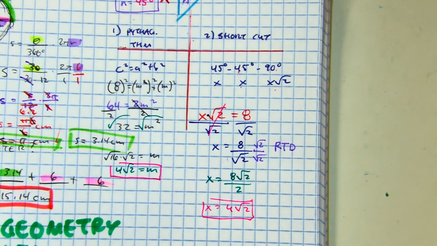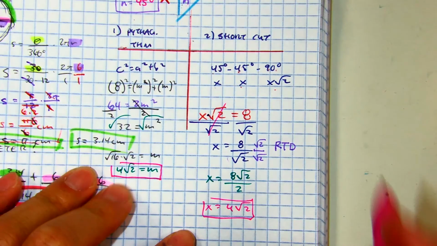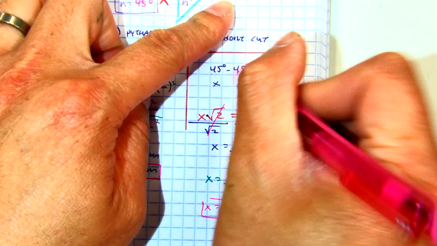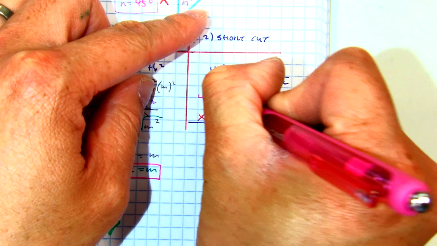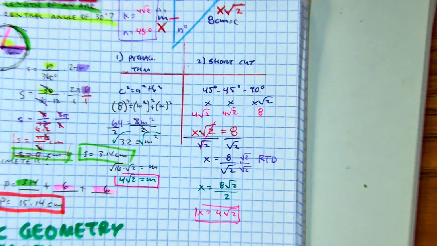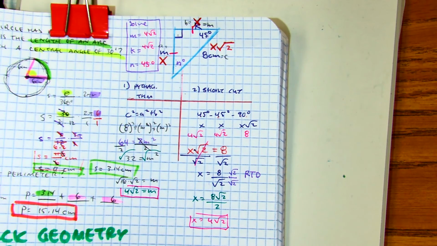What does that mean for us using the shortcut? We knew that this side was equal to 8. Then these are each equal to 4 radical 2. So two ways of solving special right triangles. You can use the Pythagorean theorem or the shortcut method.